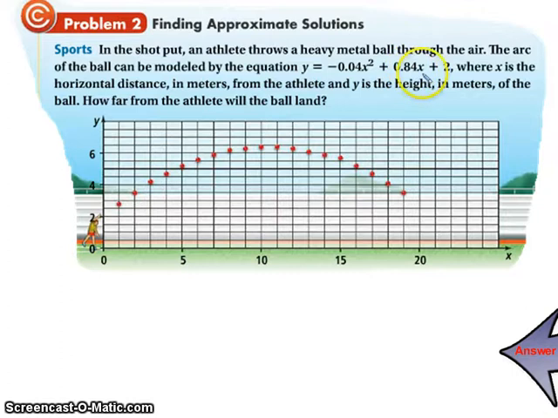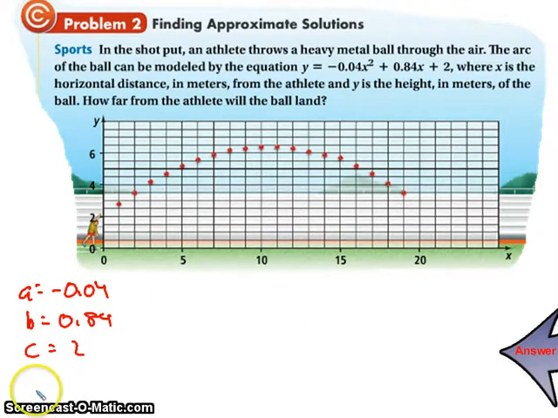Okay, word problem. We've got this model that shows throwing a shot put. So we're just going to take these values. We know that a is equal to negative 0.04, b is equal to 0.84, and c is equal to 2. It's already in that format, so we don't have to worry too much about putting it in that format.